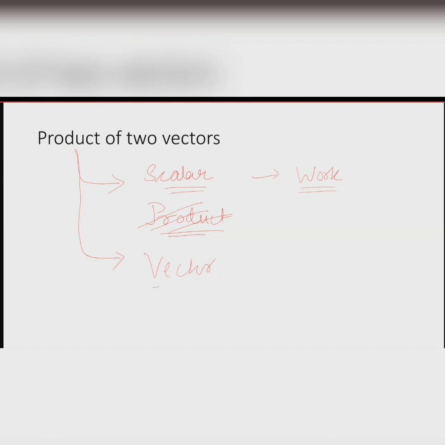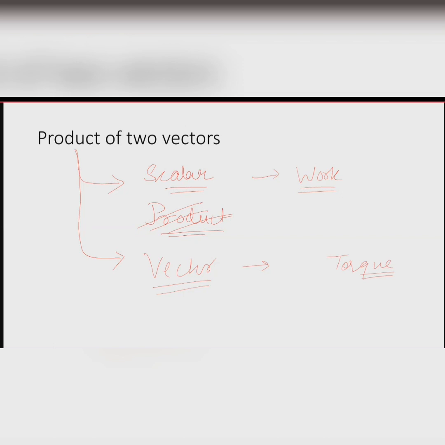Now vector is really simple. When we are multiplying vectors and we are getting a vector, we've not really studied any quantities till now. One such quantity that you will be studying soon is torque. It is the rotational counterpart of force.